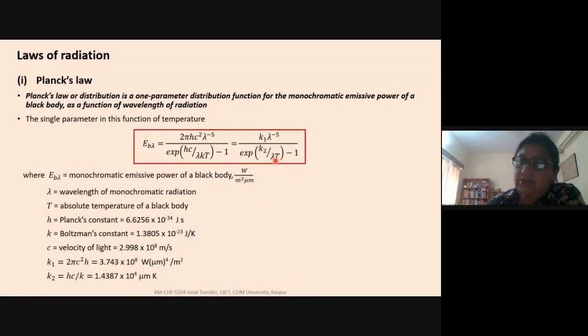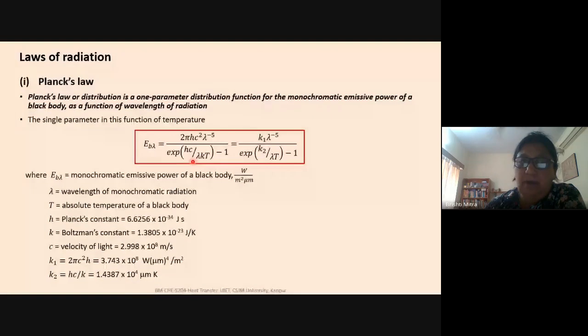It is a one parameter distribution function of the monochromatic emissive power as a function of the wavelength of radiation. So it is a function of lambda, and you're getting the emissive power as a function of lambda, and the only other single variable that is there is the temperature. So at different values of temperature, as I change the wavelength, how does the emissive power of a black body change? This is given by Planck's law. And we had already discussed what each of these terms of the Planck's law was. So if you leave out the constants K1 and K2, the other terms that were there were lambda and temperature, which is out here.